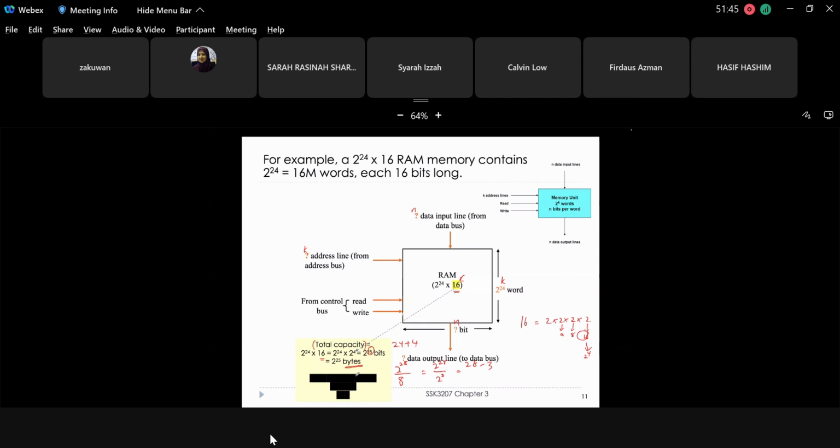Anyone, class? Doktor, kenapa kena divide by 8? Sebab this one is the bit. So you need to transform into the bytes format for the total capacity. So 1 byte equal to 8 bits. So when you want to transform, you need to divide by the bits. 1 byte equal 8 bits, so you need to transform this one. Okay, thank you, Doktor. Welcome.